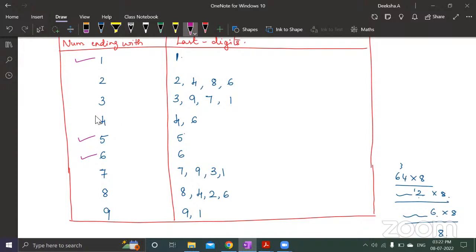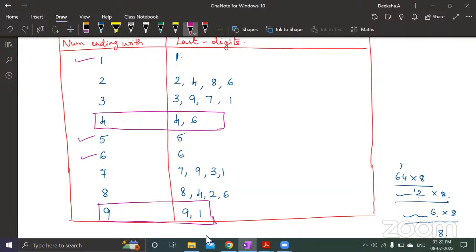If the number is 4 and 9, only for these 2 numbers, there are 2 different last digits. For 4, you have 4 and 6. For 9, you have 9 and 1. You don't have to memorize what the last digits are. You need to only know how many last digits there are.